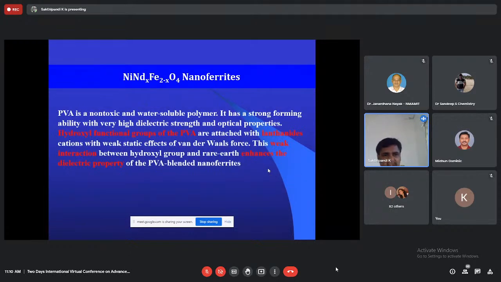So this is the reason how it happens: PVA is a non-toxic and water-soluble polymer. It has strong film-forming ability with a high dielectric constant and optical properties, due to the hydroxyl functional group available in PVA, which is attached to the lanthanides by some van der Waals forces. This interaction between the hydroxyl group and the rare earth will enhance the dielectric property of the materials. The same is also responsible for the decrease in magnetization.